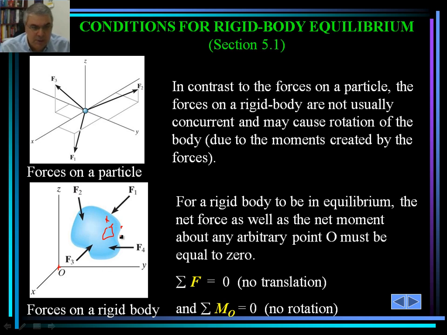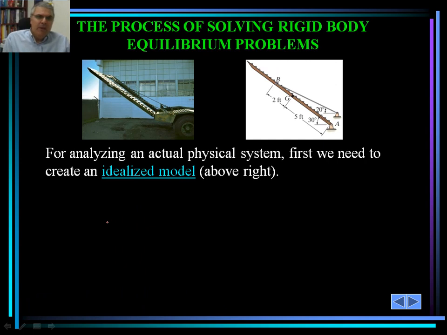I butchered O prime here, but that's what I meant. And this is the point that I'm referring to. So the summation of the moments about that particular point must also be zero. That's an arbitrary point. It could exist on the body itself or anywhere outside the rigid body.